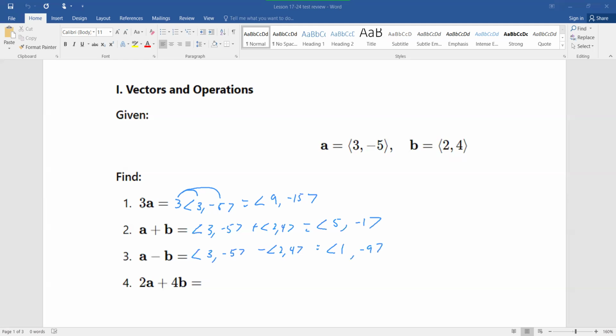Still good? All right. This would be 2 times 3, -5, plus 4 times 2, 4. Again, distribute to each element. So this would be perfect. And then actually add them. So 6 plus 8, -10 plus 16. Any questions? So everyone's going to make at least a 25. Awesome. All right. Give you some time to write this next one.